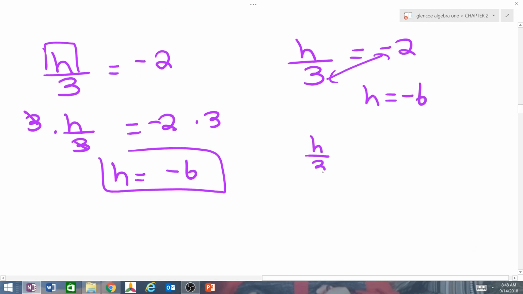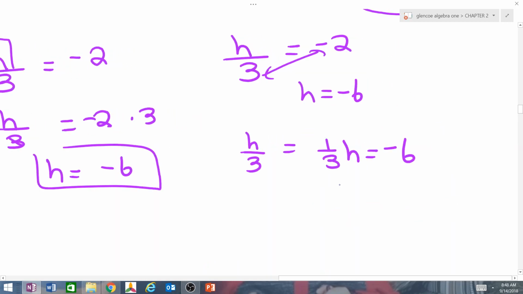H over 3 is the same thing as saying 1/3 h equals negative 6, and we just did a problem like that, right? So h would be negative 6 divided by 1/3. Are you with me? Yes? Okay. Anybody have a question?